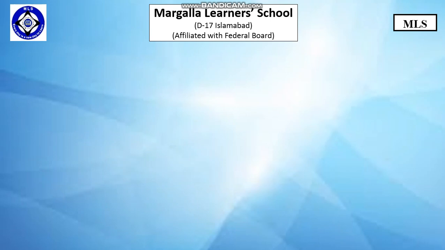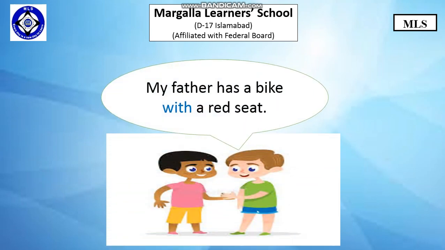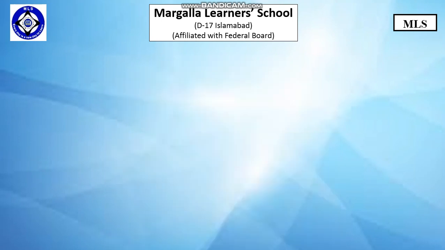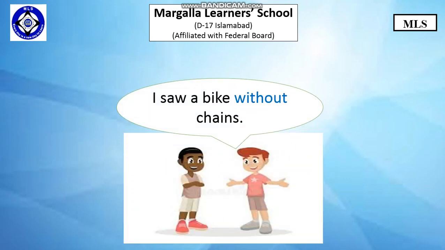Now let's look at the second one. My father has a bike with a red seat. Now let's look at the third one. I saw a bike without chains. What did he see without chains? Yes, a bike. A bike without chains.